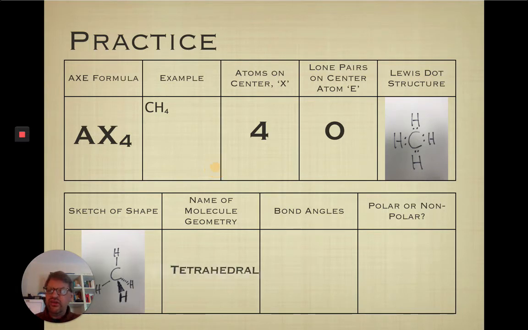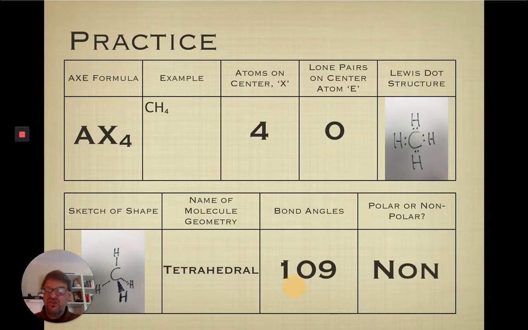Okay, if you said tetrahedral, you're correct. Think of it as a tripod with one leg sticking up out of the center. As you can see here, there's a sketch: carbon with 3 H's sticking out at equal angles to each other, and then one hydrogen sticking up out from the carbon. And the angles there are all 109 degrees.